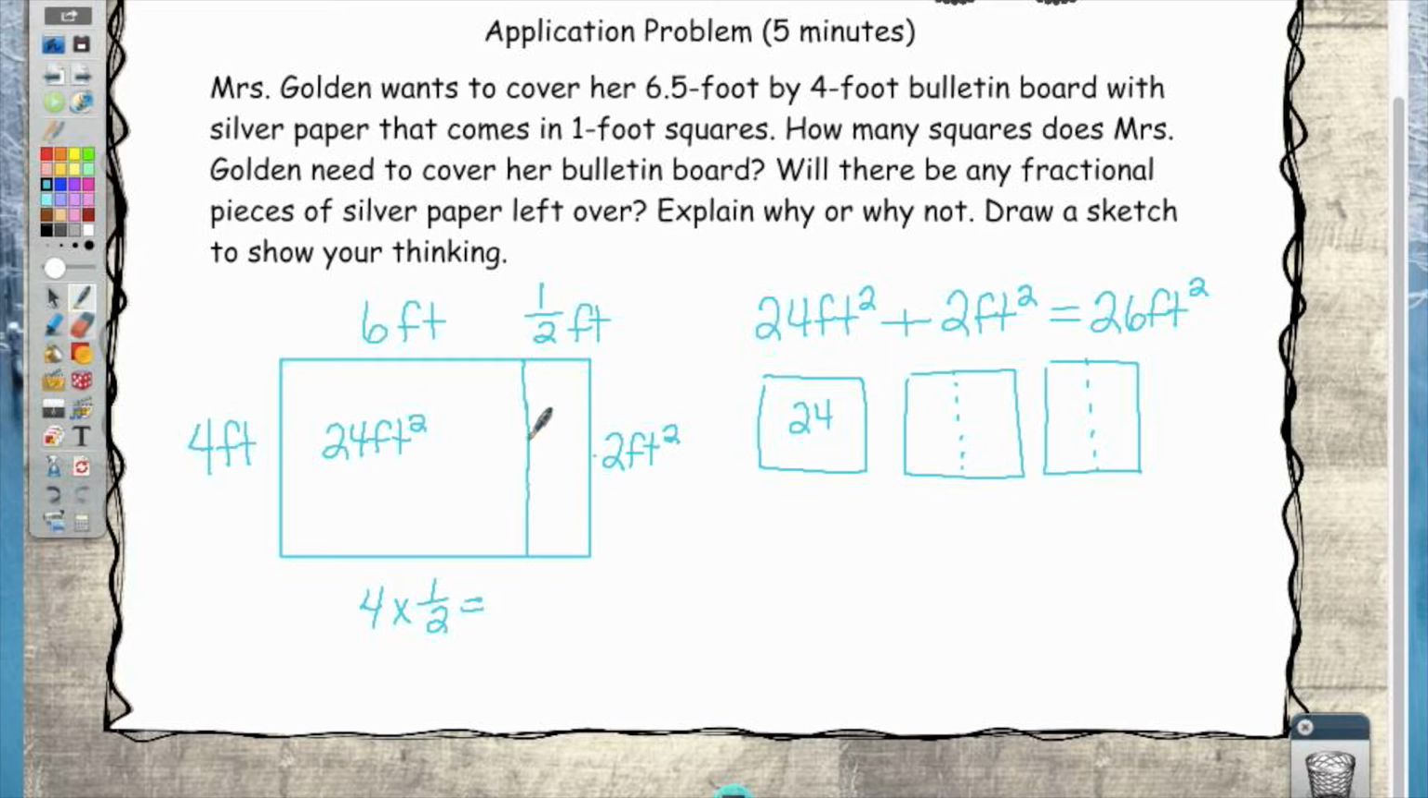Okay, so going back to yesterday's way of doing this, if we kind of circled our holes, okay? So if she cut 2 of them in half, was there anything left over? No, she used all 4 halves, didn't she? Okay? So it says draw a sketch to show your thinking. I think we did it well enough, don't you? Okay, so let's go on to today's lesson.